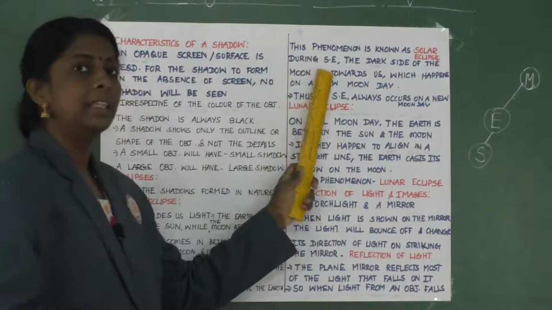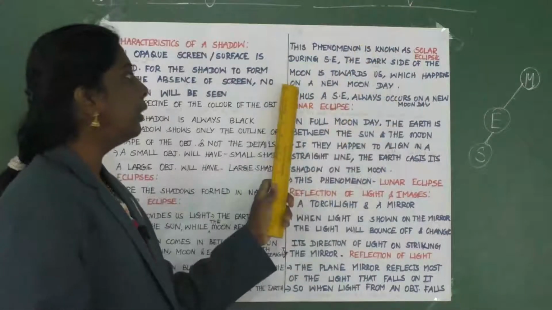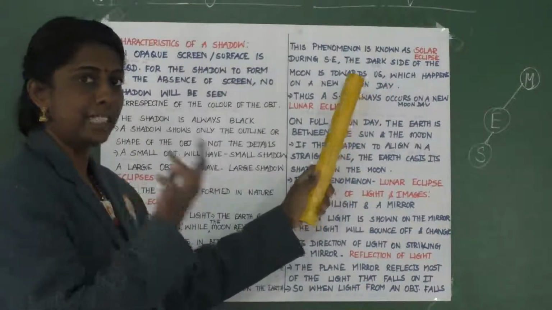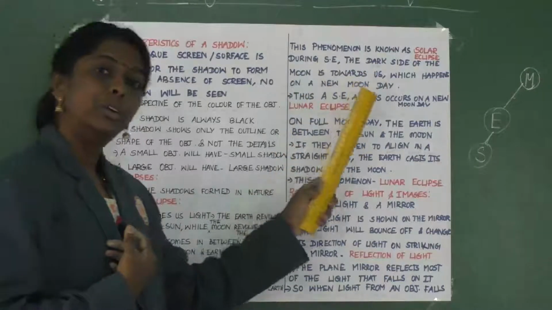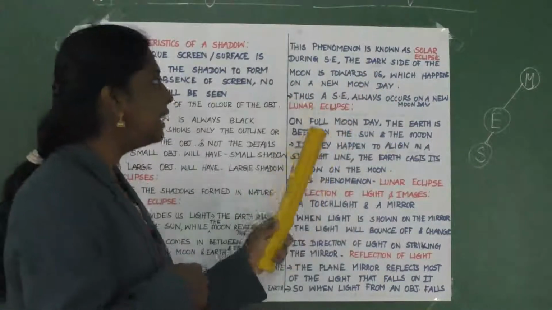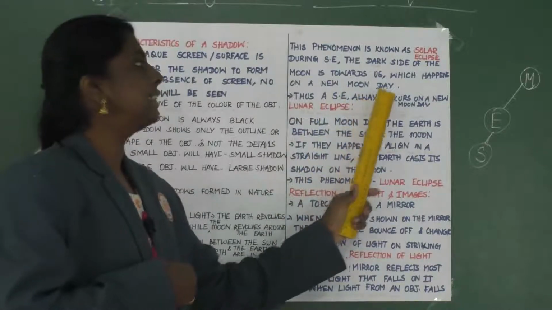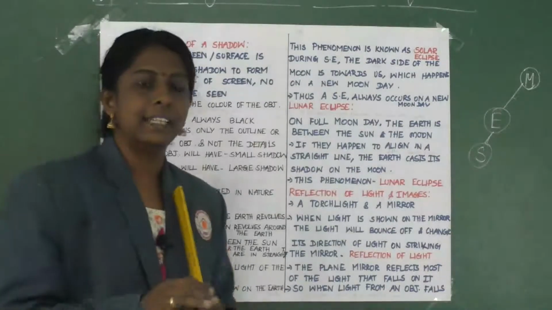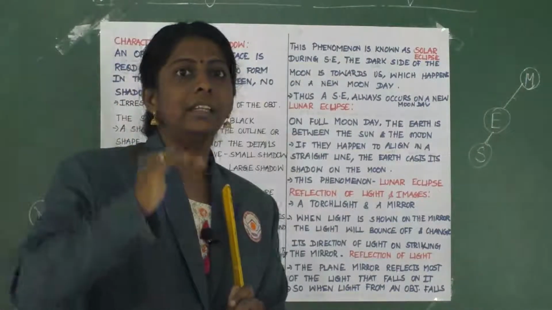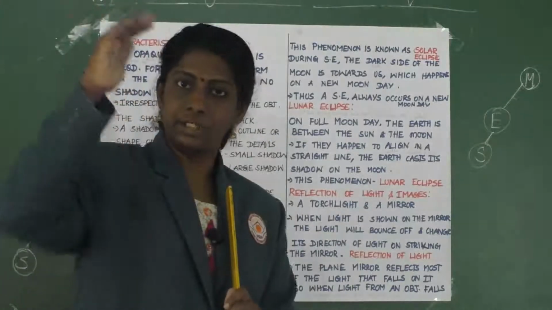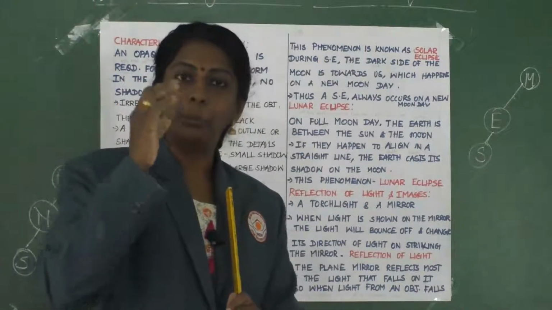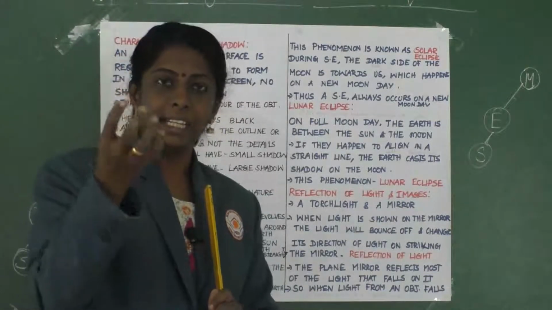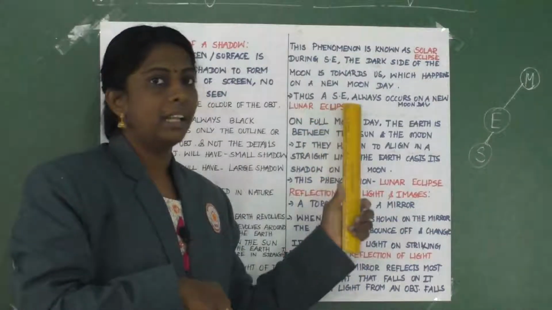During solar eclipse, the dark side of the moon is towards us, facing earth, which happens on a new moon day. Thus, a solar eclipse always occurs on a new moon day. So, solar eclipse is nothing but when sun, moon and earth are in a straight line, and the moon blocks the light of the sun which is falling on the earth. It blocks the light, and that's why it's said to be a solar eclipse.